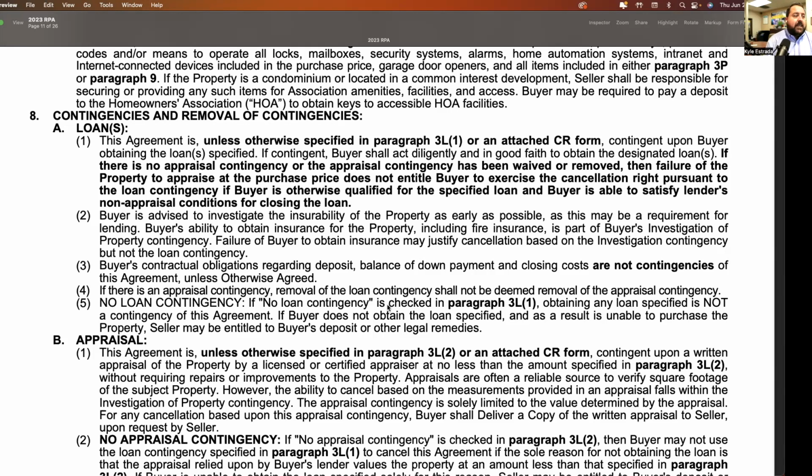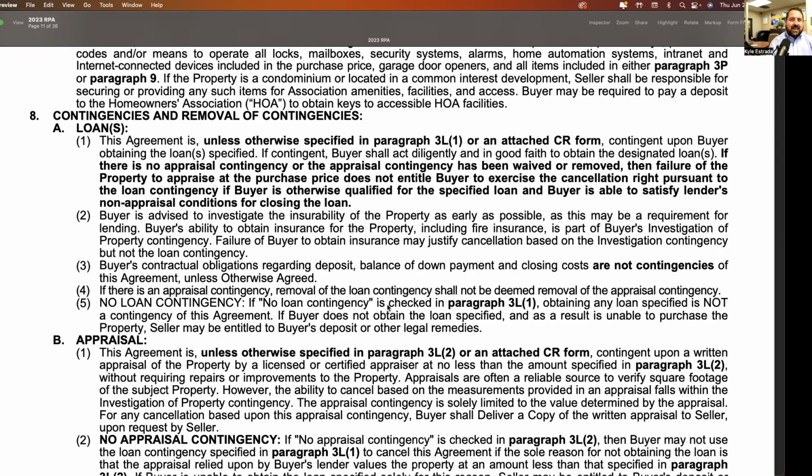Buyer's contractual obligations regarding the deposit, balance of down payment, and closing costs are not contingencies of this agreement unless otherwise agreed. Okay, so those things are not necessarily a contingency, even though they're attached to the loan and the terms that were accepted. If there is an appraisal contingency, removal of the loan contingency shall not be deemed removal of the appraisal contingency. So, for example, if for some reason we remove the loan contingency, but we have not removed the appraisal, and then it doesn't appraise, just because we removed the loan does not mean that the appraisal has been removed.